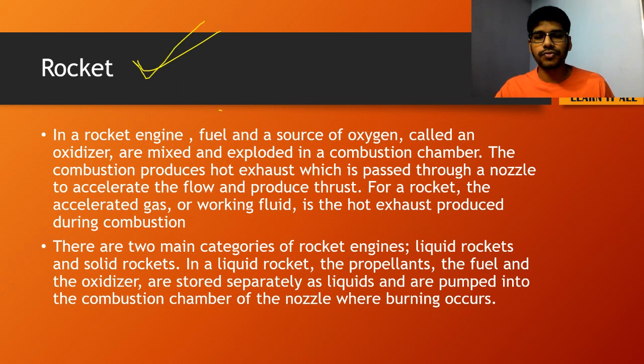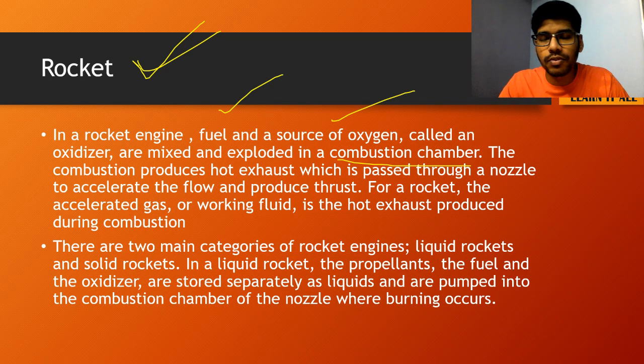In the rocket engine, the fuel and the source of oxygen, called the oxidizer, are mixed and exploded in the combustion chamber. So when it comes to the rocket, because it moves out of the atmosphere, obviously it has to carry its own oxygen. Also we use the rockets for missile technology, for the designing of the missiles as well. For that also, they will not take the oxygen from the atmosphere, so they carry their own oxidizer. So oxidizer and the fuel have to be combined together and put into the rocket, right?